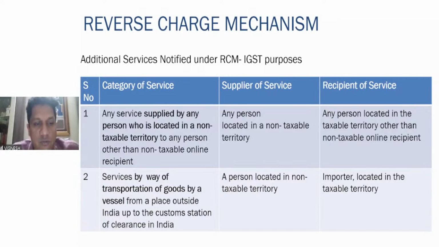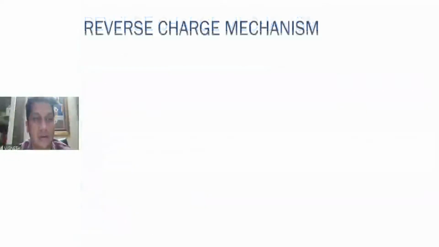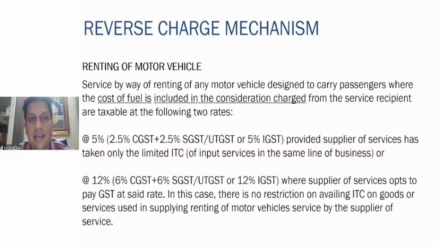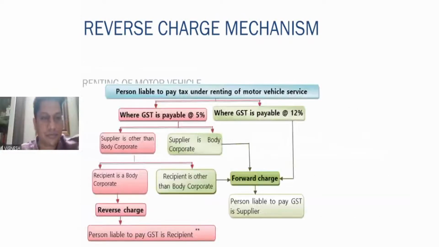Then transportation of goods by vessel from a place outside India up to the customs station. The supplier of service is in non-taxable territory, the recipient, the importer, in taxable territory. It will come under reverse charge mechanism. Same way as GTA, this option also is given here, where the renting and fuel together are included in the consideration. Two options are given. That is 5% without ITC or only limited ITC, and 12% without ITC.